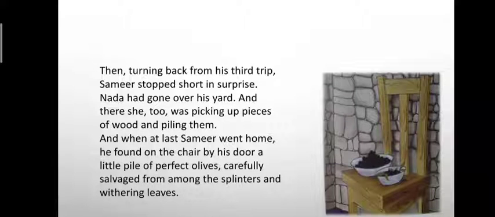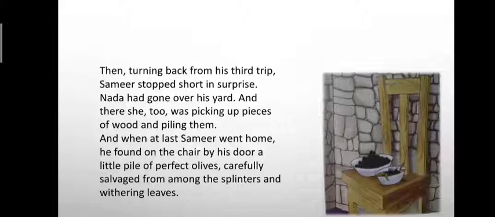So this is the end of the story. So I hope you have understood the story, isn't it? So what was the conflict of the story? The conflict was regarding who the owner of the olives is, isn't it?